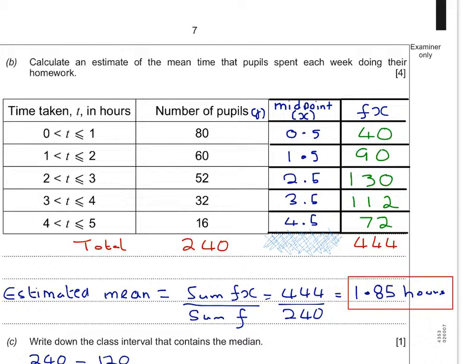What you need to do next is add up all of this column here. So you put that into your calculator: 40, add 90, add 130, add so on. And you get 444 here. And here you add up all of the frequency and get 240.